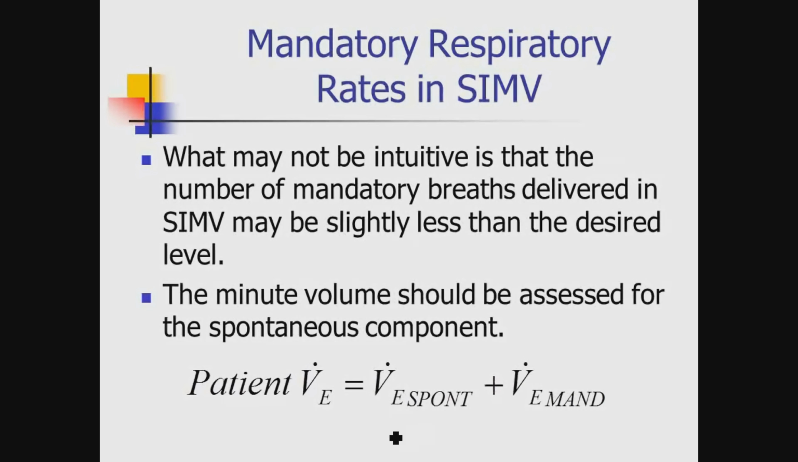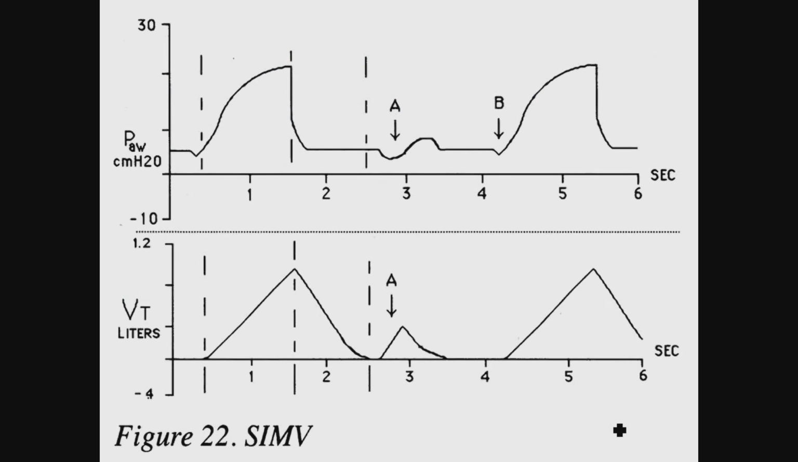All right, so we talked about there's a portion of the minute ventilation made up of spontaneous breaths and a portion made up of mandatory breaths. So we need to separate them off. Graphically, here's what it would look like. This is a volume-oriented breath. Patient triggers that mandatory breath on. This is a mandatory breath. This is a mandatory breath. How do I know the volume is the same each and every breath?